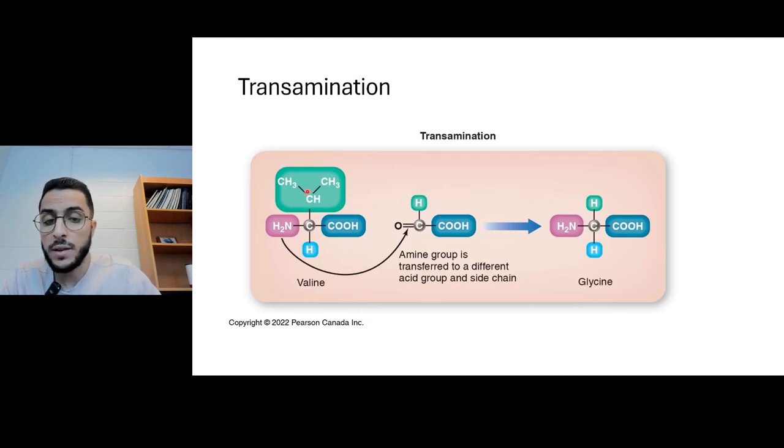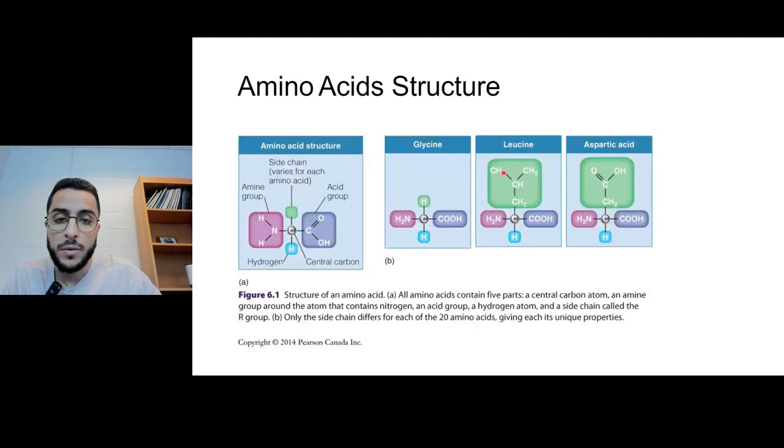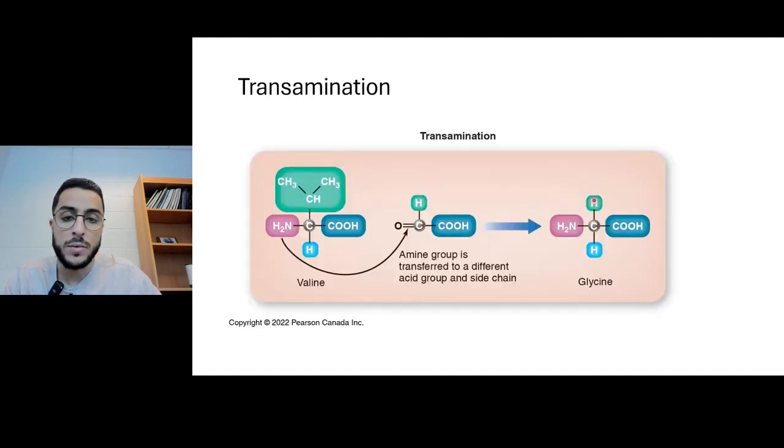And you can imagine different structures. For example, you have valine here, and you have a different side group here. Let's say, I don't know, this one, then you'll be producing leucine here. Okay?